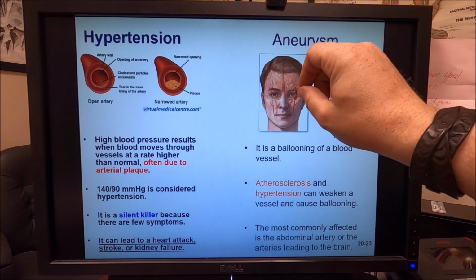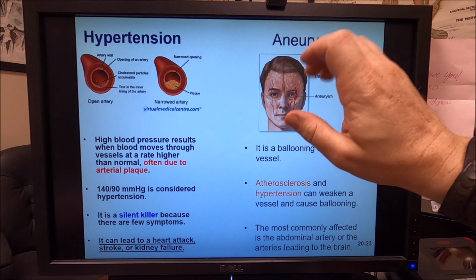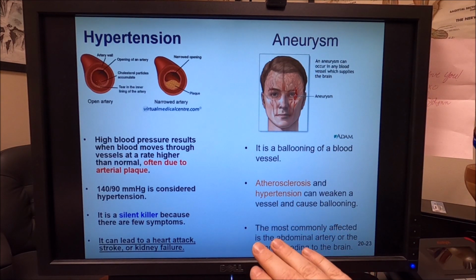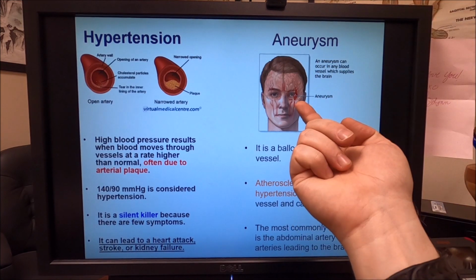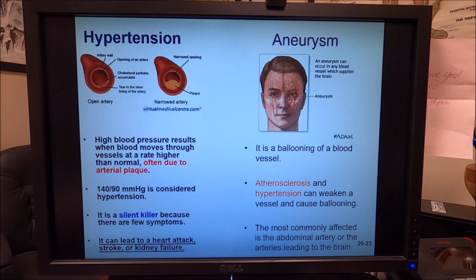An aneurysm is when a blood vessel can balloon. When it balloons out, it's decreasing flow and can lead to a host of problems. So these can rupture, and when they rupture, it's fatal. You've heard the stories.